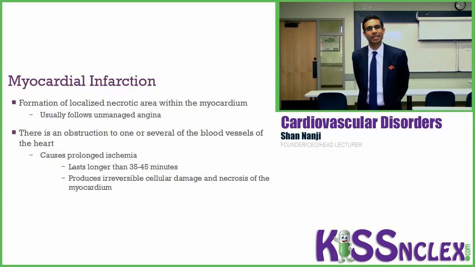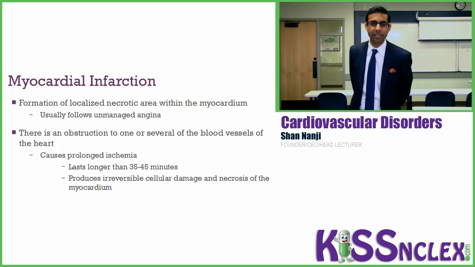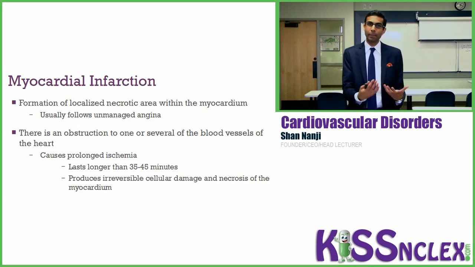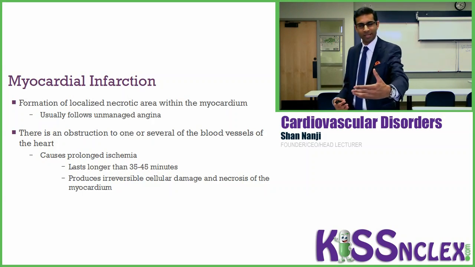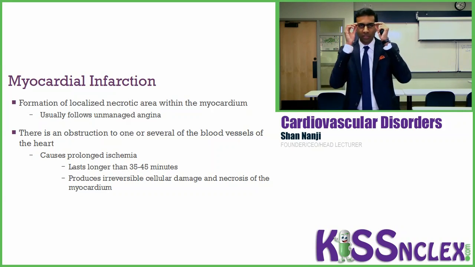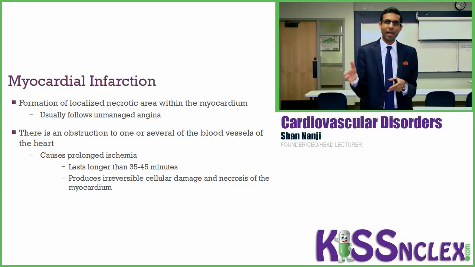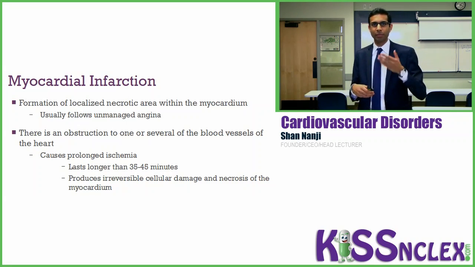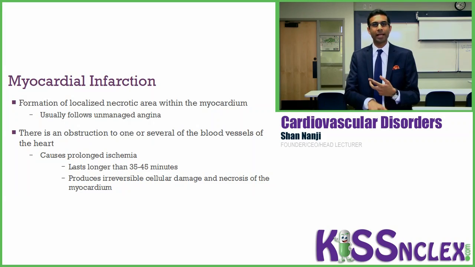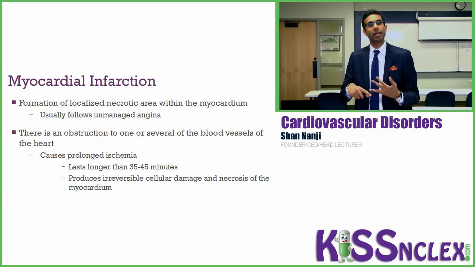What happens here is you have necrosis now. You have ischemia leading to necrosis within the myocardium, and it usually follows an unmanaged angina, if it's not managed appropriately, right? So it can progress to causing ischemia and eventually necrosis. There is obstruction to one or several of the blood vessels of the heart, which is why you have this prolonged ischemia. All ischemia is you're not getting adequate flow and oxygenation, and so something is obstructing it, like a plaque in the heart, whether it's cholesterol-related plaques or fat-related plaques, or if it's just narrowing of the vessels due to smoking or things of that nature, right?